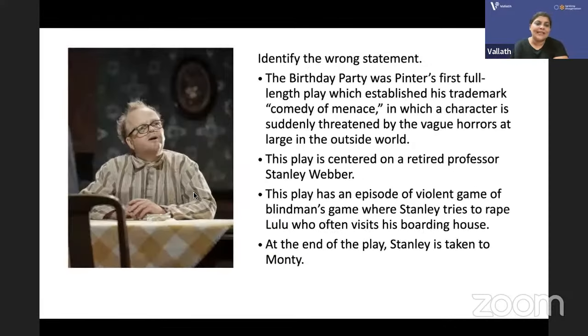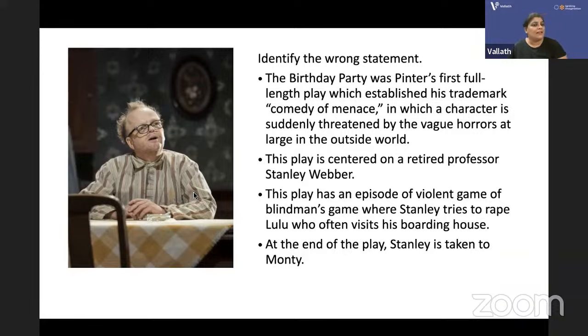Now, identify the wrong statement. The Birthday Party was Pinter's first full-length play, which established his trademark comedy of menace, in which a character is subtly threatened by the vague horrors at large in the outside world. This play is centered on a retired professor, Stanley Webber. It has an episode of a violent game of blind man's buff, where Stanley tries to rape Lulu, who often visits the boarding house. At the end of the play, Stanley is taken to Monty.